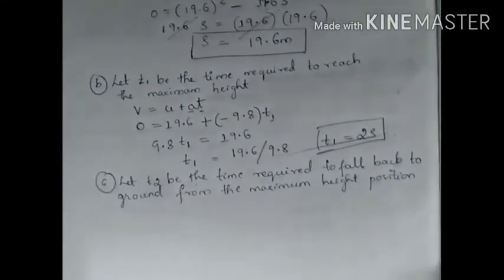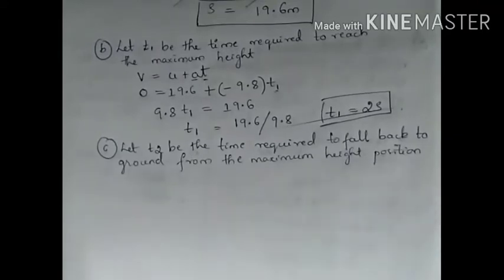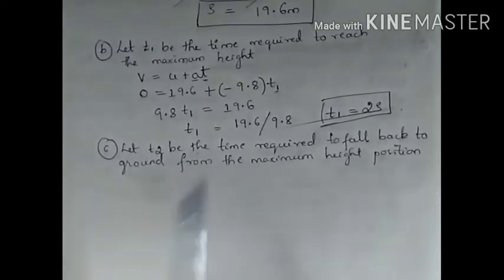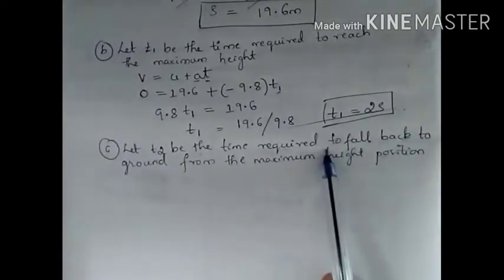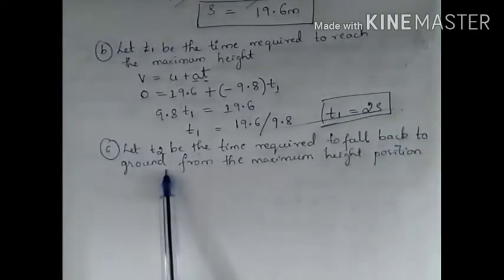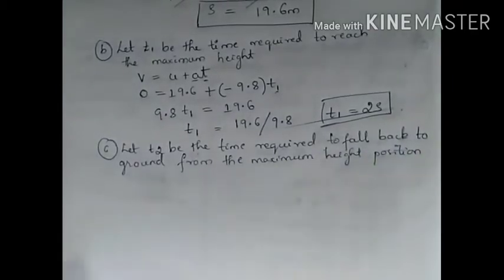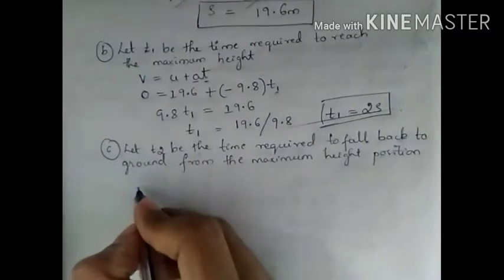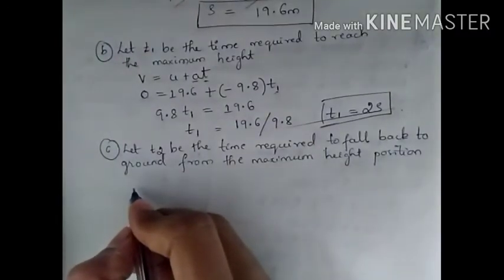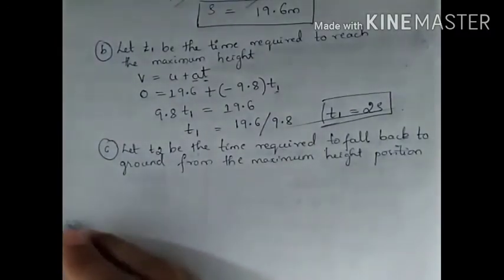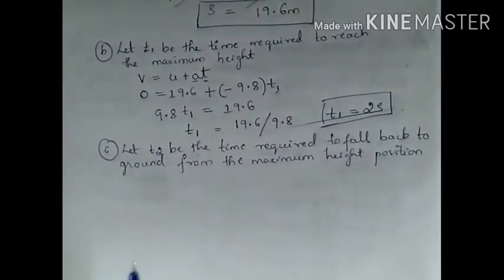So now here you have T2. T2 gives the time of descent, or T2 be the time required to fall back to the ground from the maximum height position. So T2 gives the time required to fall back. Now you know U, you know V, you know T1, and you know acceleration. So now we have to calculate T2.